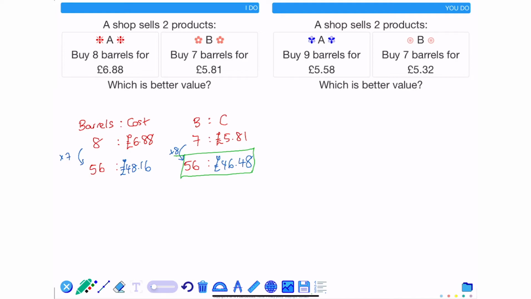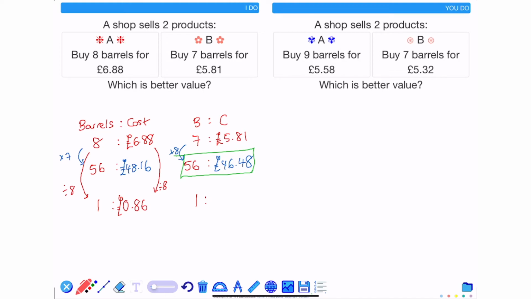The other alternative would have been to use the unitary method. If I can work out the cost of 1 barrel at each shop, I can then see per barrel how much I would save. So dividing 8 barrels by 8 and the cost of 8 barrels by 8, I get 0.8686p.